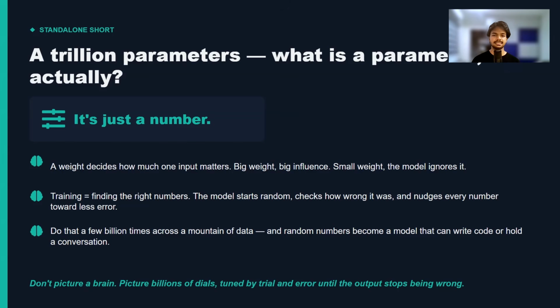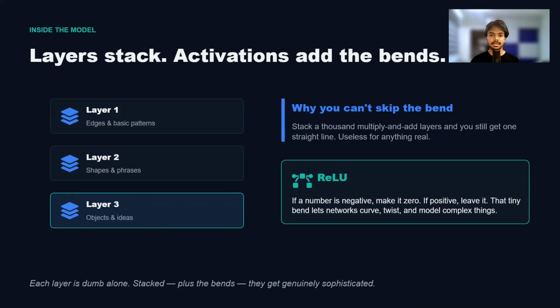The intelligence isn't just any single number, it's how all of them were tuned together. Okay, so the model is like a pile of numbers. Okay, I get it. But how are those numbers organized? This is where layers and activations come in, and they're simpler than they sound.